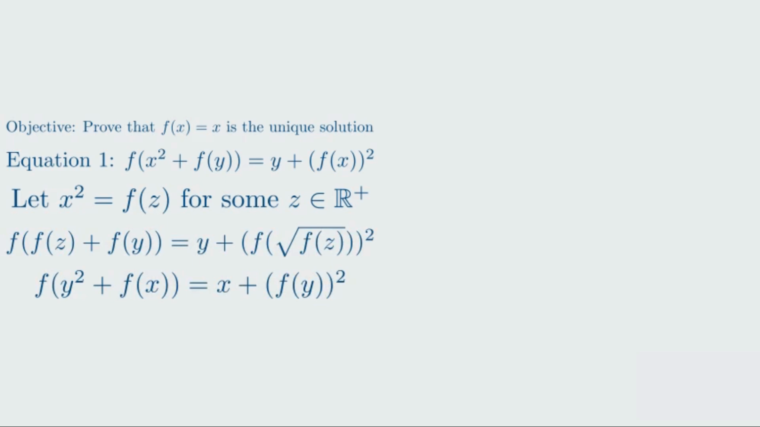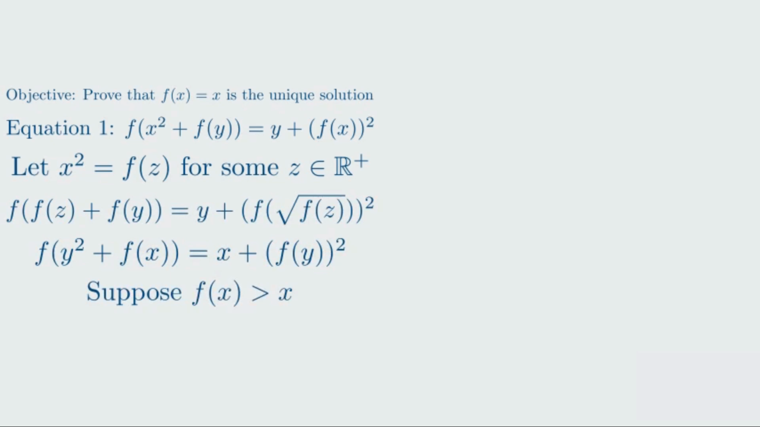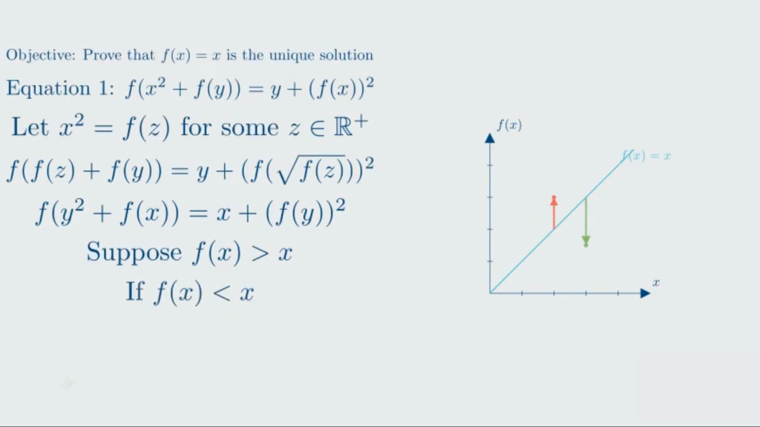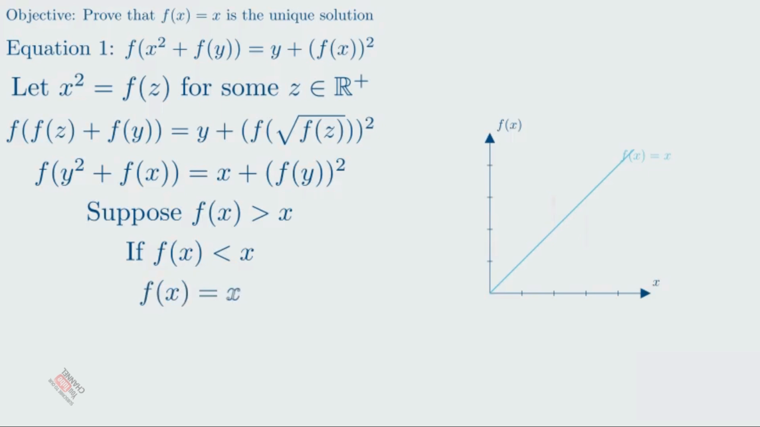Let's try another approach. What if we look at the case where x and y are swapped? If we compare this to our original equation, we can see a symmetry emerging. Let's test if f(x) = x for all x. If f(x) is greater than x, then the left side of our original equation, f(x² + f(y)), would start to grow faster than the right side, y + (f(x))². Similarly, if f(x) is less than x, the left side would grow slower. Because the equation must hold for all x and y in the set of positive reals, the only way to maintain this balance across all values is if f(x) is exactly equal to x.